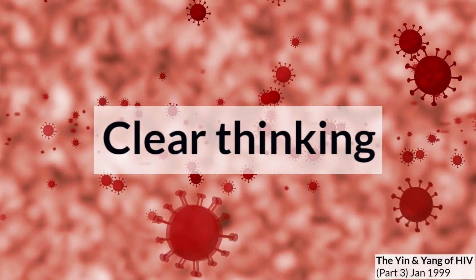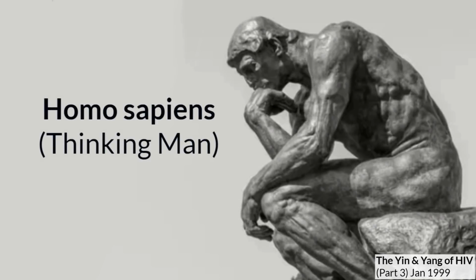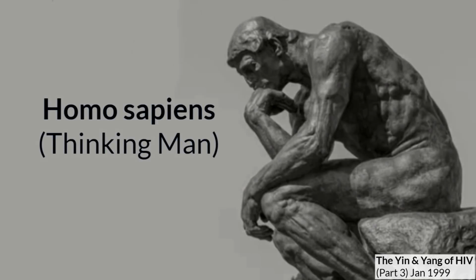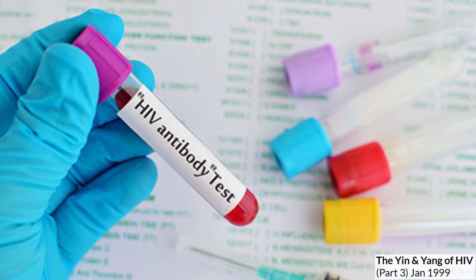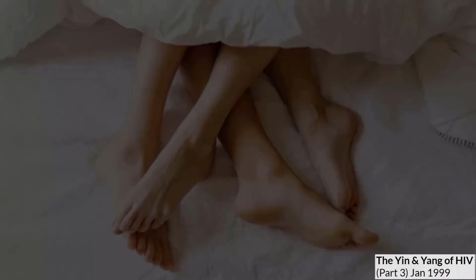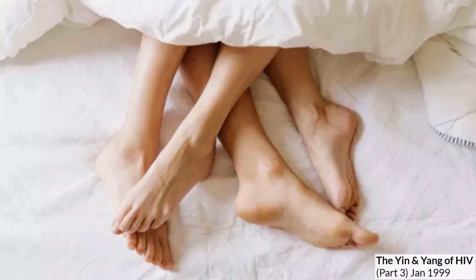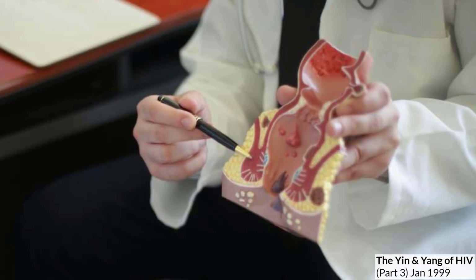Clear thinking. Homo sapiens, thinking man, was not named in vain. An honourable society provides unfettered information and encourages its members to make rational choices. Epidemiology shows that the development of a positive HIV antibody test in AIDS is not so much related to a given sexual practice, but rather to the frequency of passive anal intercourse in both men and women.